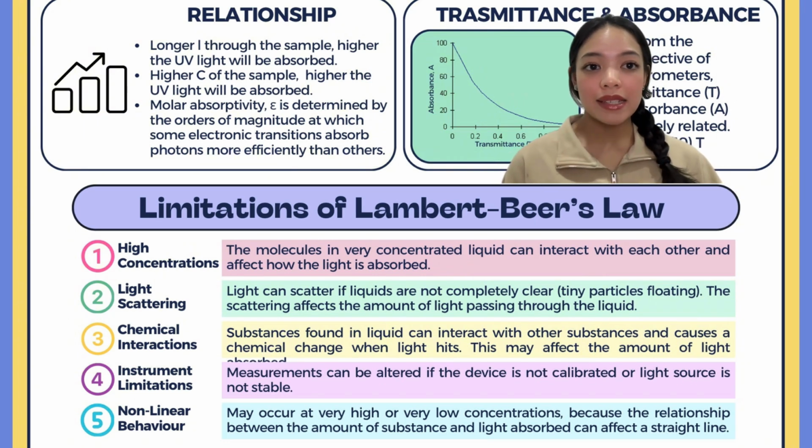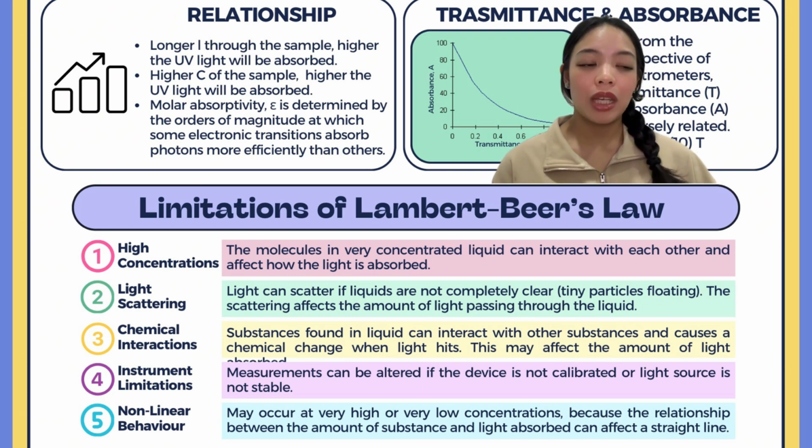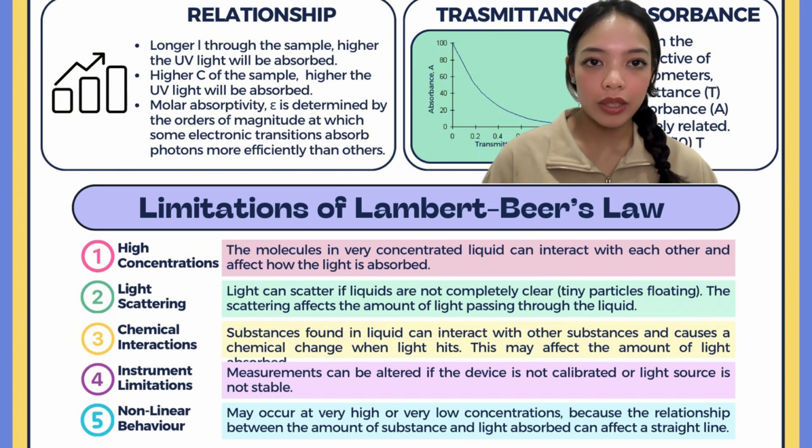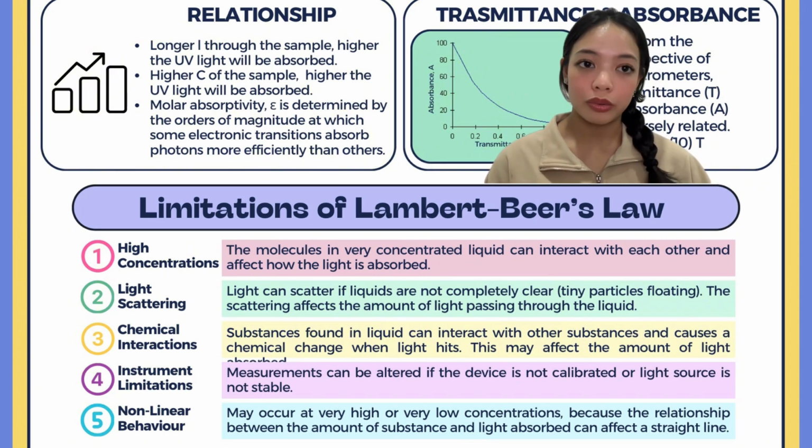For instance, if the device isn't perfectly calibrated or if the light source is not stable, our measurements can be off or we may not be able to obtain the expected results. Lastly, the non-linear behavior when using the Lambert-Beer's law. At very high or very low concentrations, the relationship between the amount of substance and the light absorbed can stop being a straight line. This non-linearity means Lambert-Beer's law doesn't always hold true.